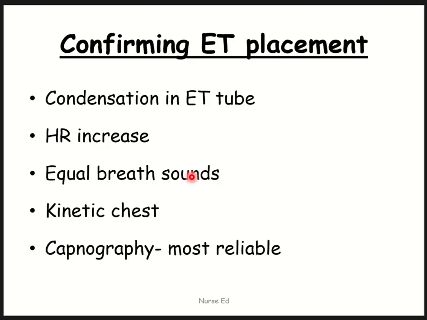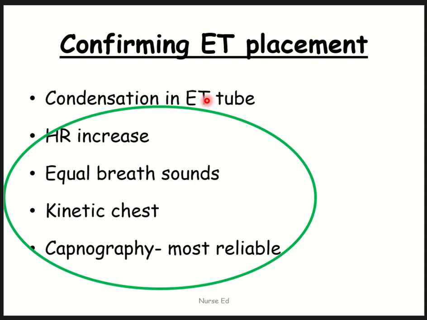So when an ET tube is placed, what are the things considered to be the confirmation? Previously: condensation in the ET tube, increase in the heart rate, equal breath sounds on both sides when you auscultate with a stethoscope, kinetic chest, which means chest expansion, related to movement, so chest movement, and capnography. These were considered, but now condensation in the ET tube is not considered. The reason is, even if the ET tube is in the esophagus, sometimes condensation can be seen, so it is not considered very significant. But these things are still considered to be important.